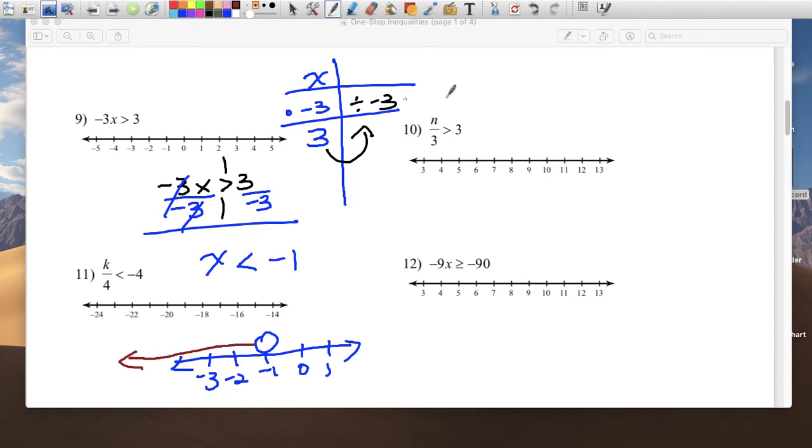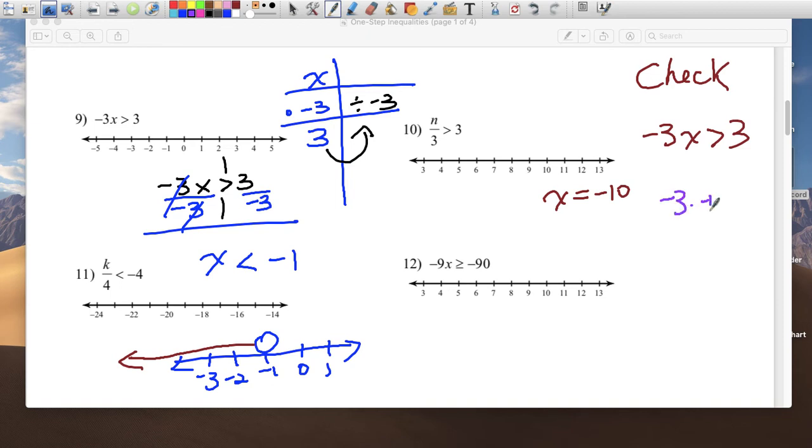Now we have to do our check. We're going to copy the original inequality, and then replace that x with any number of your choice to the left of -1. So pick one and tell me which one. In this case, I'm going to pick x equals -10. I'm going to replace that x: -3 times -10 is greater than 3. Well, it's a negative times a negative, so that gives me a positive. 3 times 10 is 30, and 30 is greater than 3. Is that statement true? Yes, it is. So my check is good. My solution is good. My graph is good. Done.